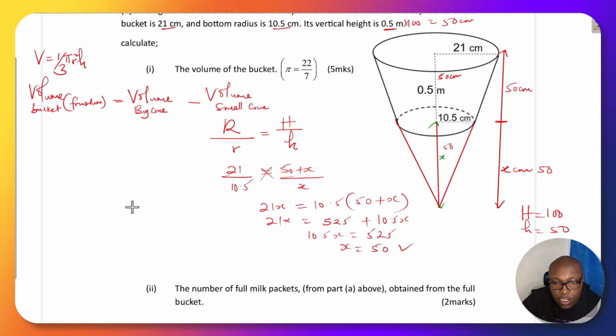With that, it is now possible to calculate the volume. So we can calculate the volume of the bucket. The volume of the bucket will be given by the volume of the big cone, which is a third times pi, 22/7, times the radius squared, which is 21 squared, times the height, which is 100.